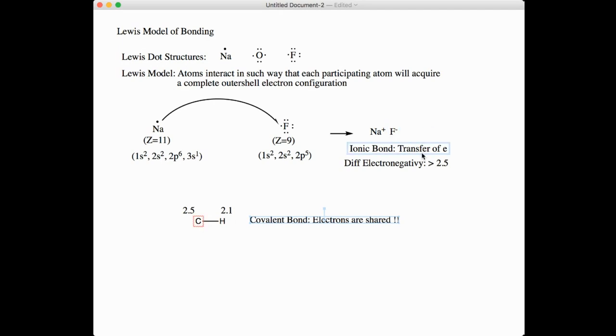So we will continue discussing the Lewis model of bonding in the next class, and we will get into some other bonding theories that are much more relevant.